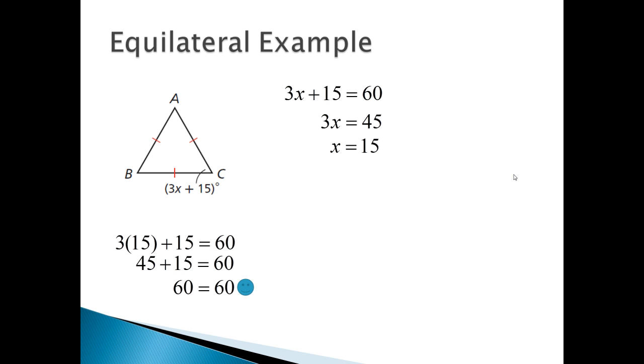Happy. Good to go. Equiangular triangles and equilateral triangles are the same thing. Isosceles triangles, 2 sides and 2 angles congruent, and they're across from each other, the sides and the angles.